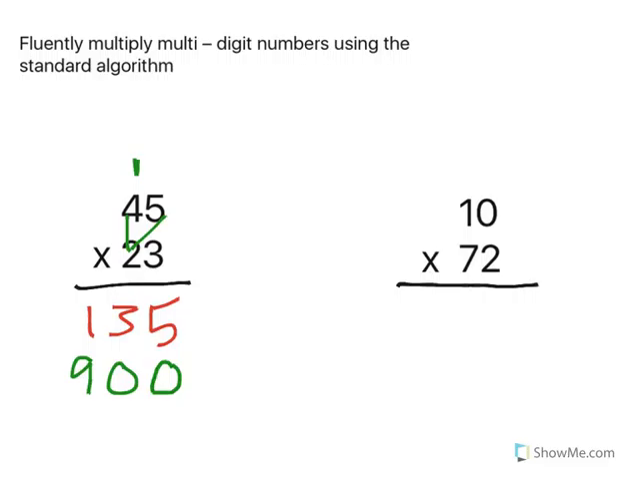Then we add the two together to get 0 plus 5 is 5. 0 plus 3 is 3. 9 plus 1 is 10. So we have 1,035 as our answer. Let's go to the next problem.